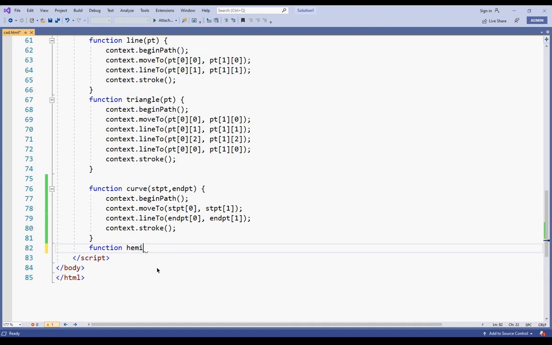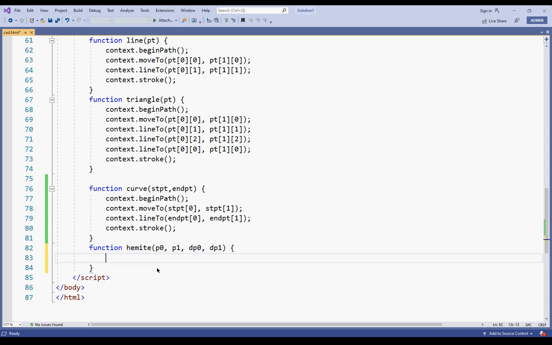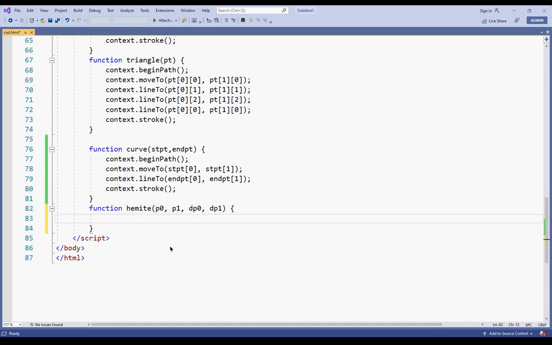So I just create a function called Hermite. Now what is going to be required? If you remember, I require the P0 point, then I require the P1 point, and I also require the tangents. dp0 is the tangent at the first location and dp1 is the tangent at the second location. If these are available with me, I can go ahead with drawing a Hermite curve.